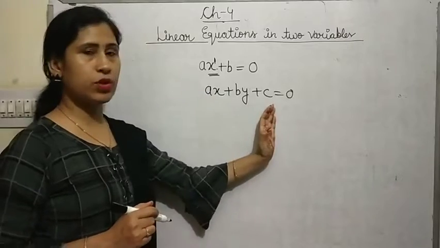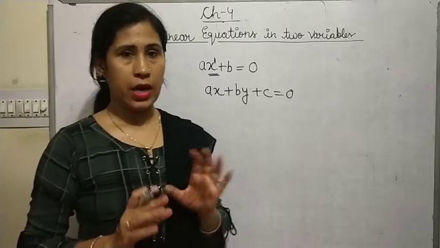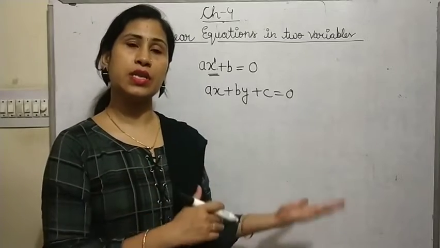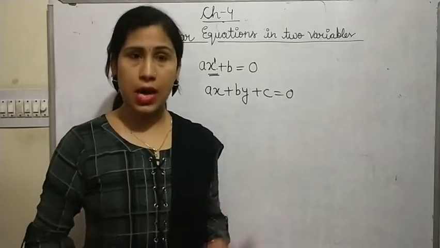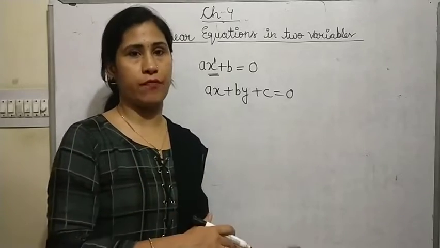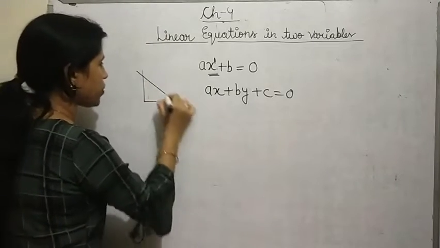Because here they will give you the equations. Then we will find the x and y coordinates. In chapter 3 they gave the coordinates and we located them on the graph paper. Here we will find the coordinates ourselves, then we will locate them on the graph paper. And for a linear equation, the graph will always come in a straight line form.